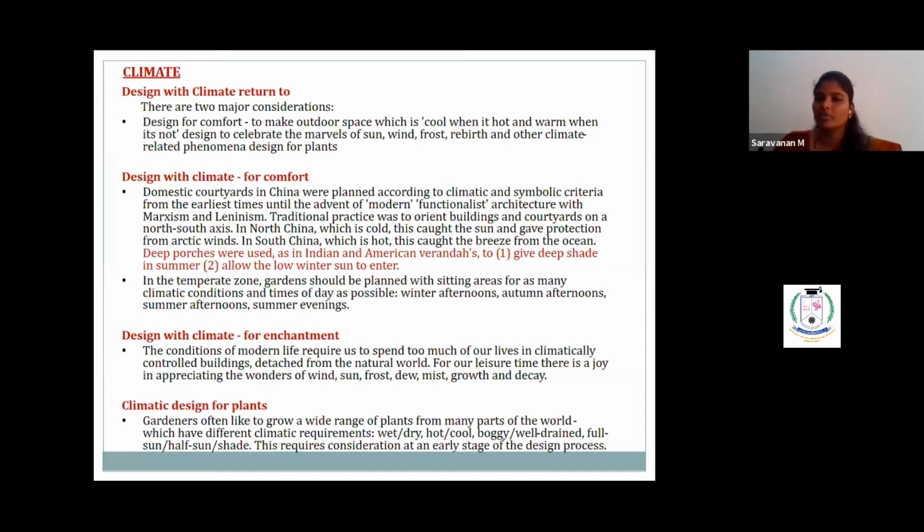Hot and humid or warm and humid, both are the same thing. So when it is like that, we usually prefer designing our buildings in a north and south orientation, with the longer sides facing north and south. That is the most important criterion which you have to look at.